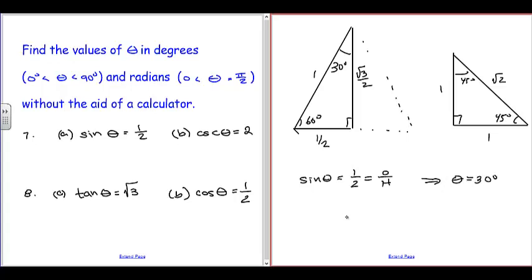And then to find radians, you take theta in degrees and multiply by pi divided by 180. And so you would get pi over 6. If you simplify 30 divided by 180, it gets 1 over 6. So that would be pi over 6 radians. Okay, so that is number 7a. So let's do 7b now.